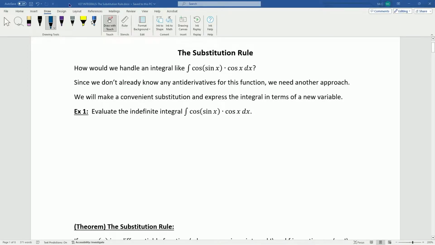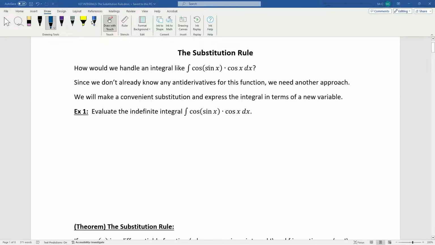Hello everybody and welcome to our video on the substitution rule. So we're going to talk about a somewhat different situation for integrals than what we've dealt with so far. Let's take a look at this integral as an example.